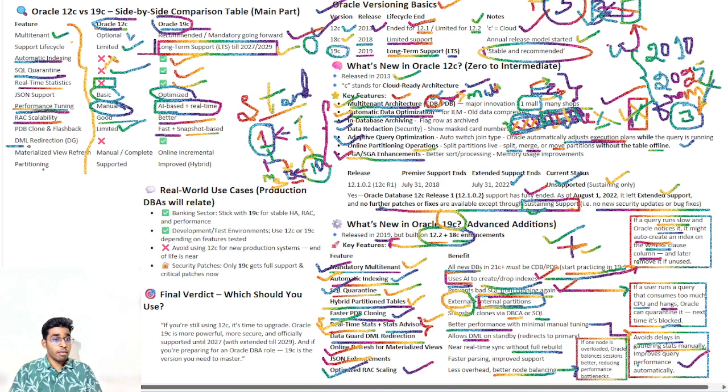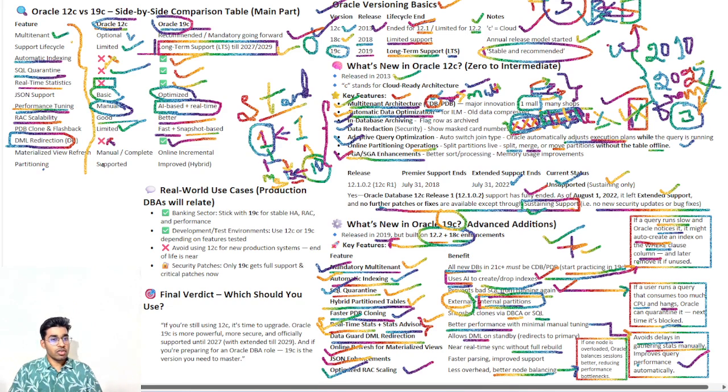The DML redirection is not available in 12c. DML redirection is available in 19c. You got it, right? Redirection in the sense, the user is connecting to the standby database. Whatever changes he makes in the standby database will be redirected to the primary database. Why is he connecting to the standby database? To avoid load on the primary database. So he connects to the standby database and does modifications, and that will be redirected to the primary database. That is the DML redirection. That feature we have in 19c.